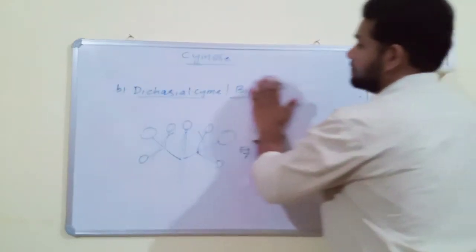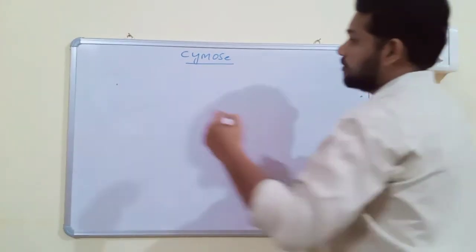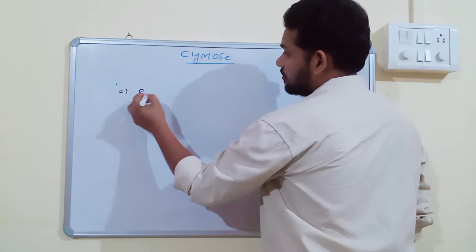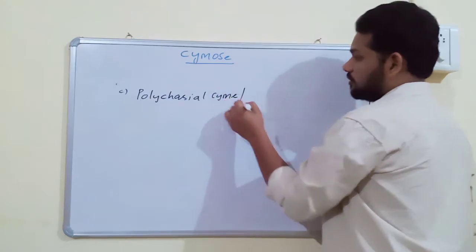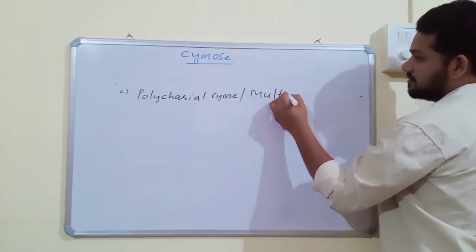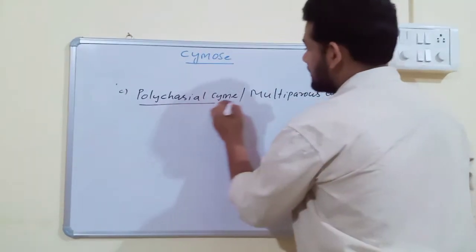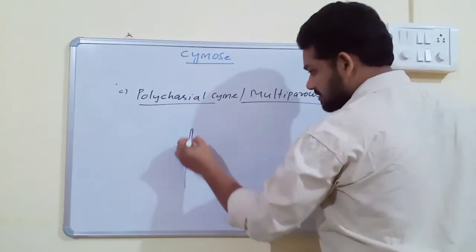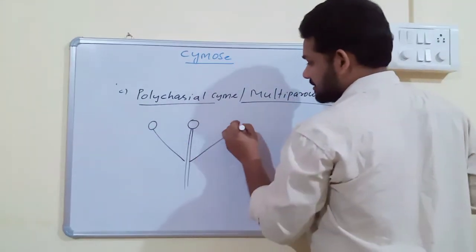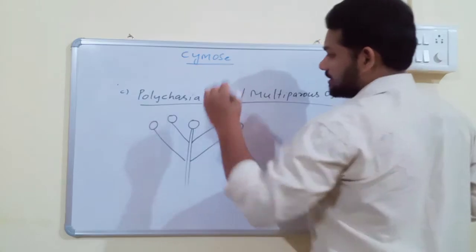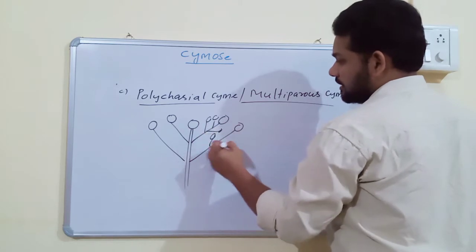The last type of cymose inflorescence is polychasial cyme, also called multiparous cyme inflorescence. In this type, the main axis ends in a flower and produces more than two lateral branches. The process is repeated some times, and they also produce more than two lateral branches.